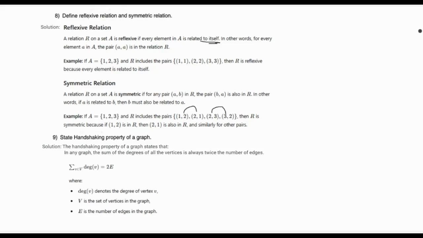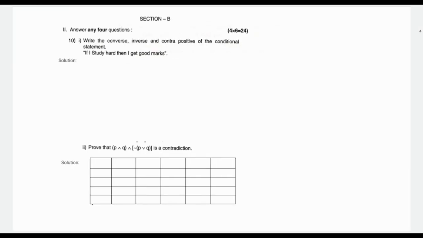The handshaking property of a graph states that the sum of the degrees of all vertices is always twice the number of edges. That is, the sum over v in V of degree of v equals 2 times the number of edges E. Then moving on to the next question, Part B, Section B.